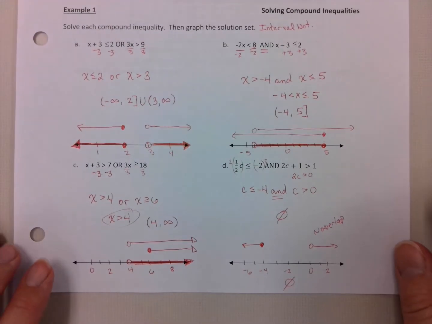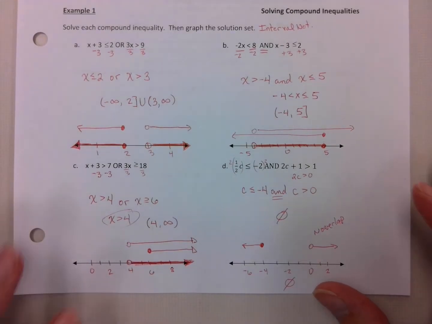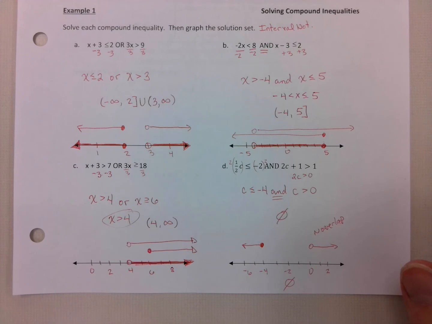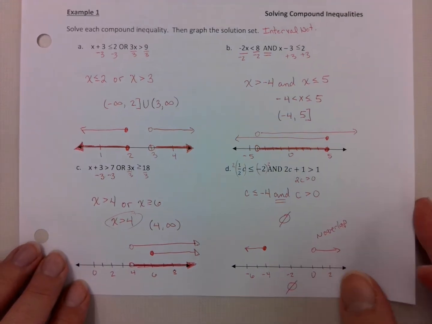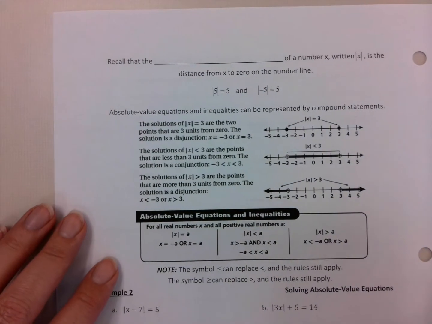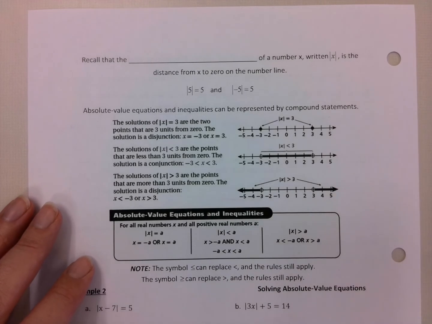Okay, it's really important to get your compound inequalities done because the second half of the lesson that we're going to do after this next piece is going to be absolute value inequalities, and they are going to come right down to what we just did here with ands and ors, with disjunctions and conjunctions. For now, we're going to flip it on over and we are going to talk about absolute value.